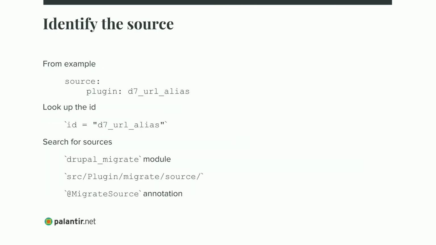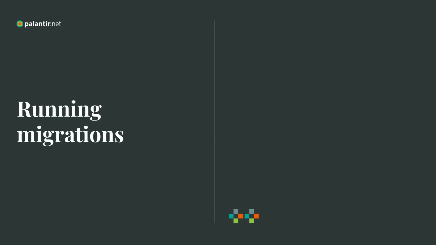So the same process is what you'll do for identifying the source. So pretty much you need to find, this is what it looks like, and you're going to need to understand what the ID is. And the ID can be found in the same sort of places with the same annotations as the destination classes.